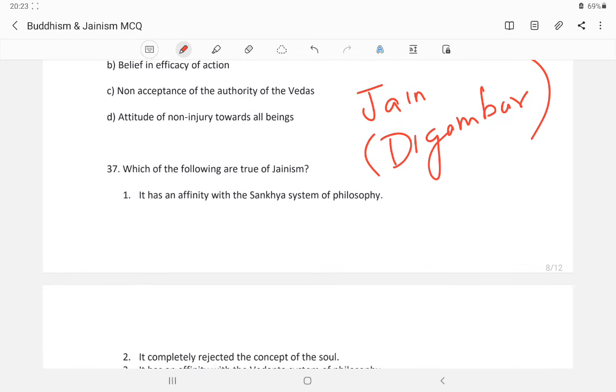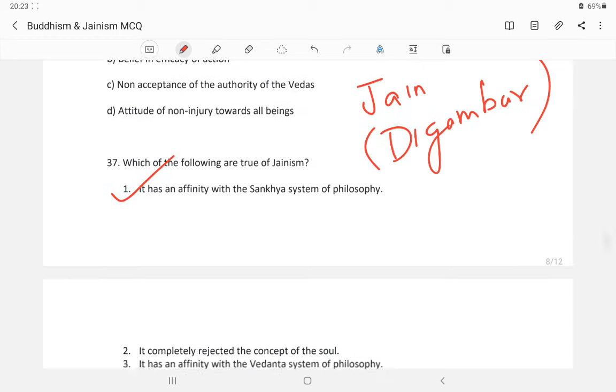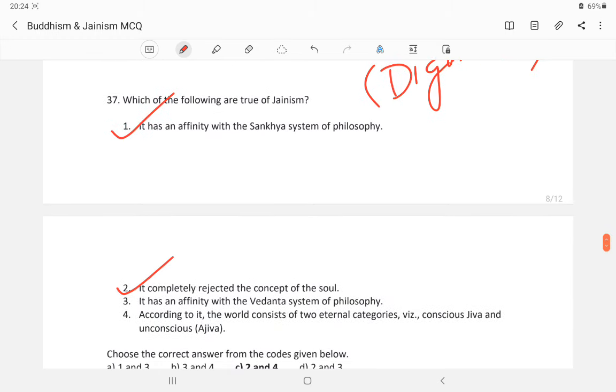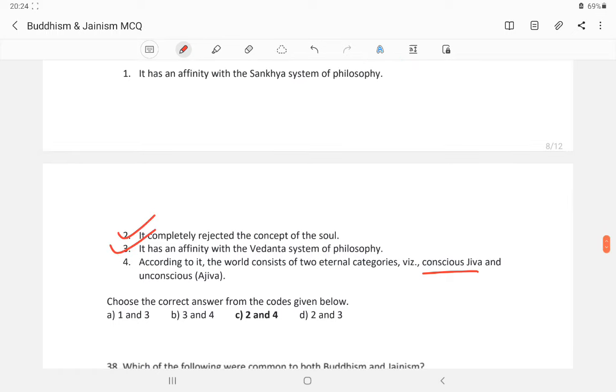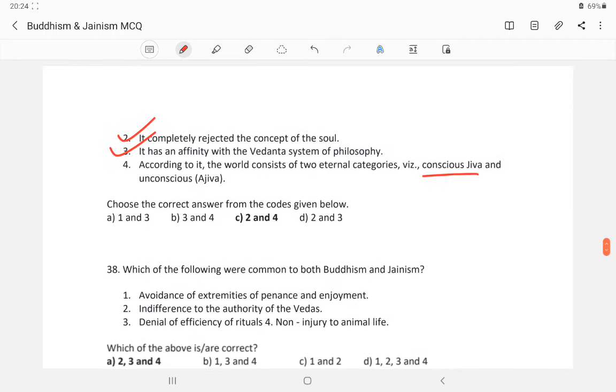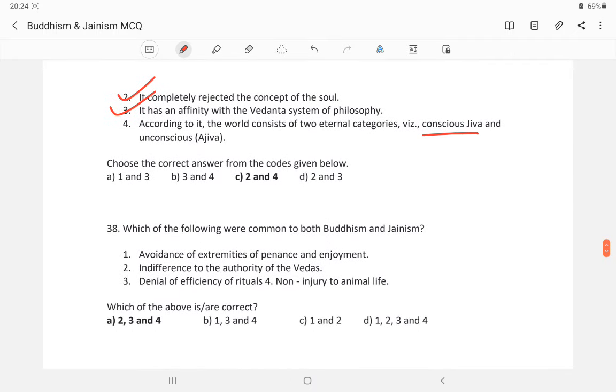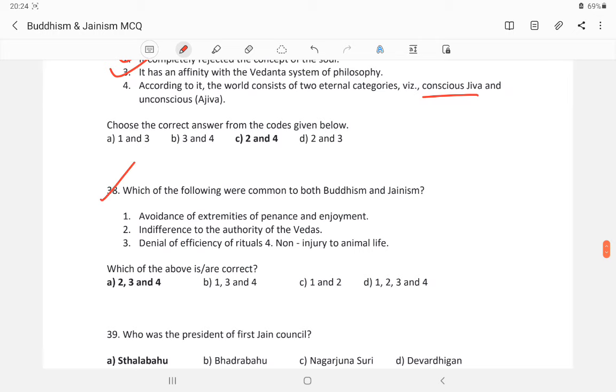Which of the following is true in Jainism? It has an affinity to the Sankhya system of philosophy. It completely rejected the concept of soul. It has affinity with the Vedanta system. According to it, the world consists of two eternal categories, conscious jiva and unconscious ajiva. So the answer is 1 and 4. It did not completely reject the soul.